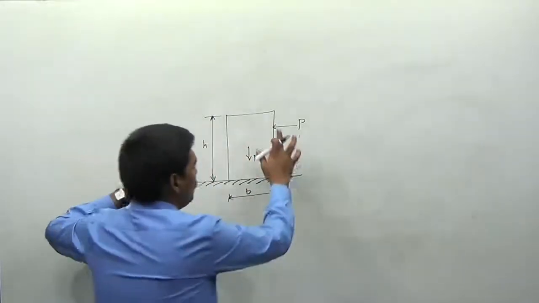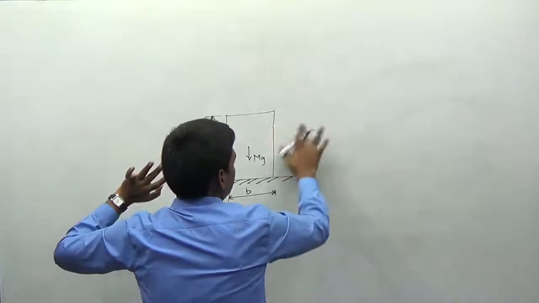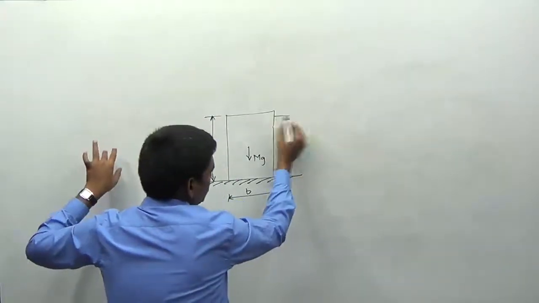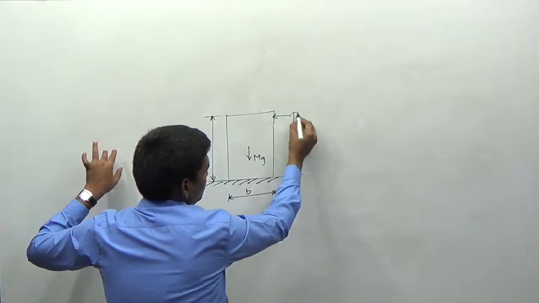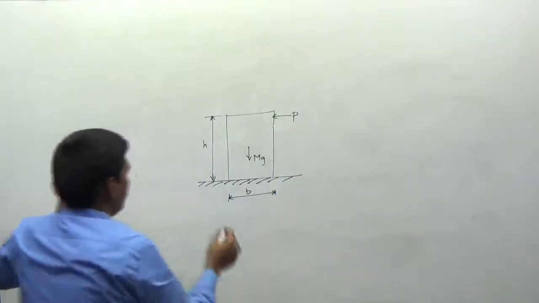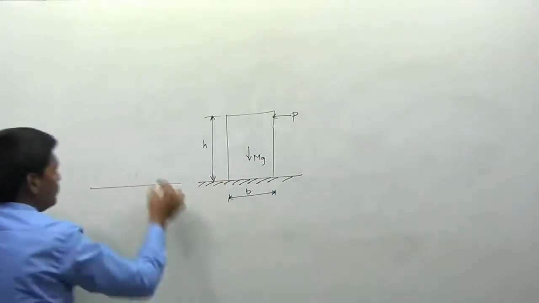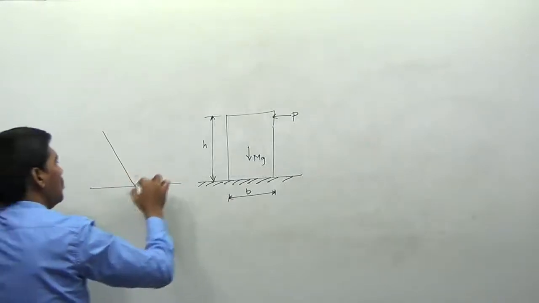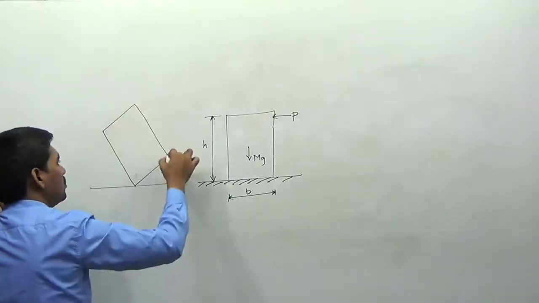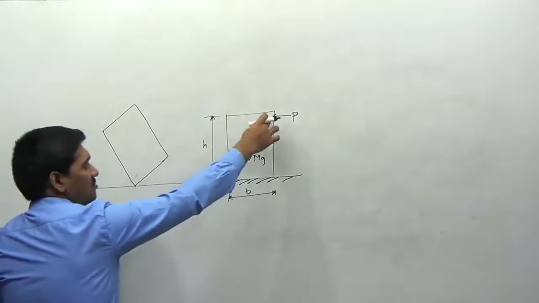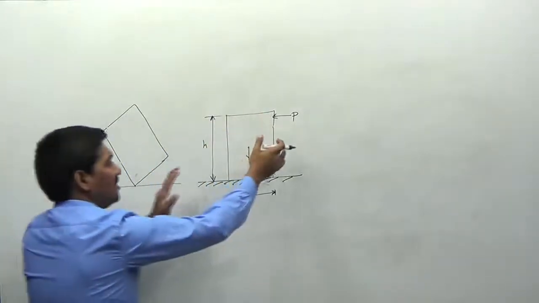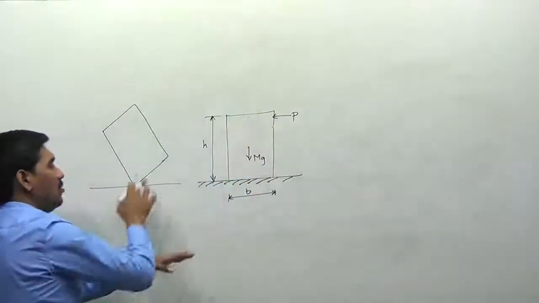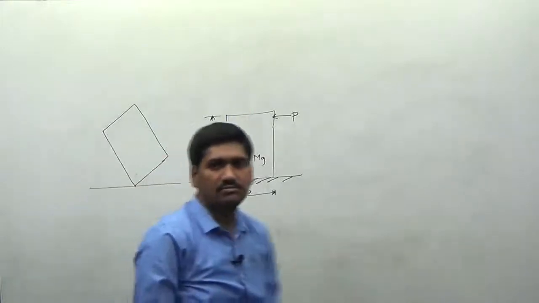For example, I am removing this force here. If you apply the force P at the topmost position, generally what happens here, due to the application of the force, there may be a chance of tipping of this entire block, right? Due to the application of P at this position, the entire block may rotate about a point here. So it should not happen.